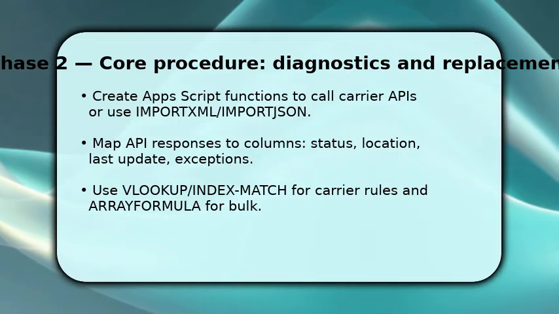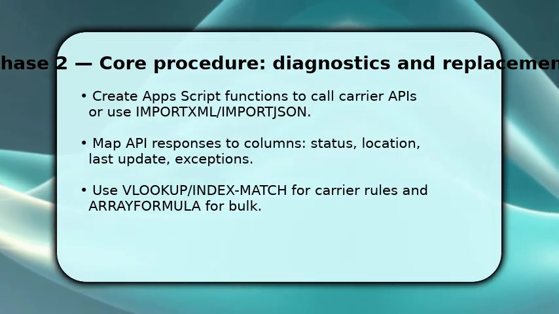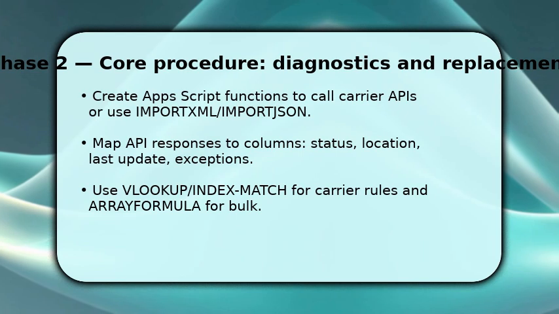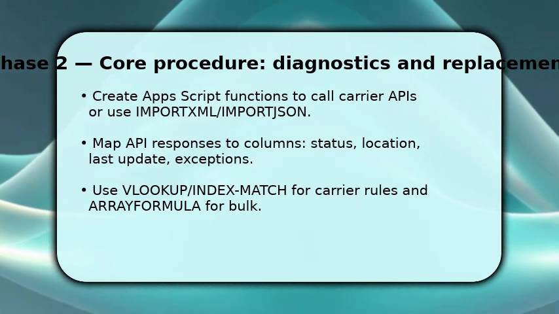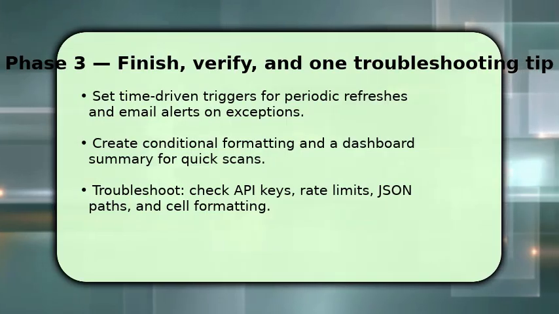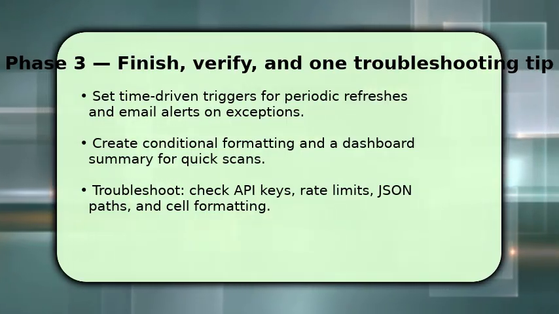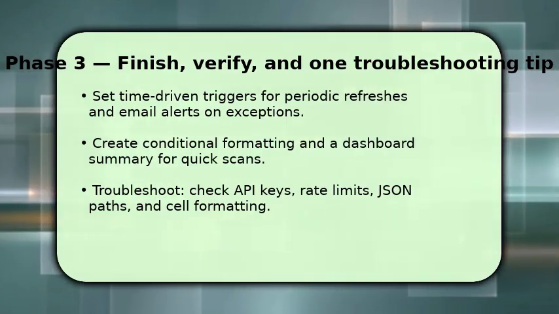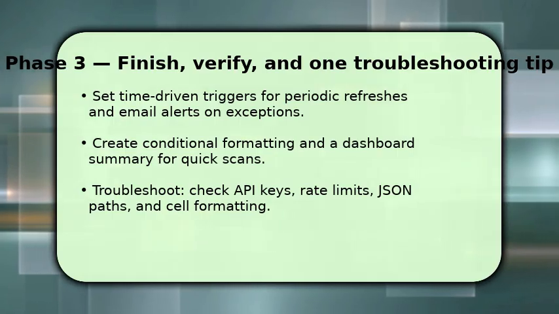Also implement VLOOKUP or index match to apply carrier-specific rules, and wrap formulas in array formula so new rows auto-populate. Finally, set a time-driven trigger to refresh tracking every 15-60 minutes and create email alerts for delayed or exception statuses. This closes the loop for notifications.